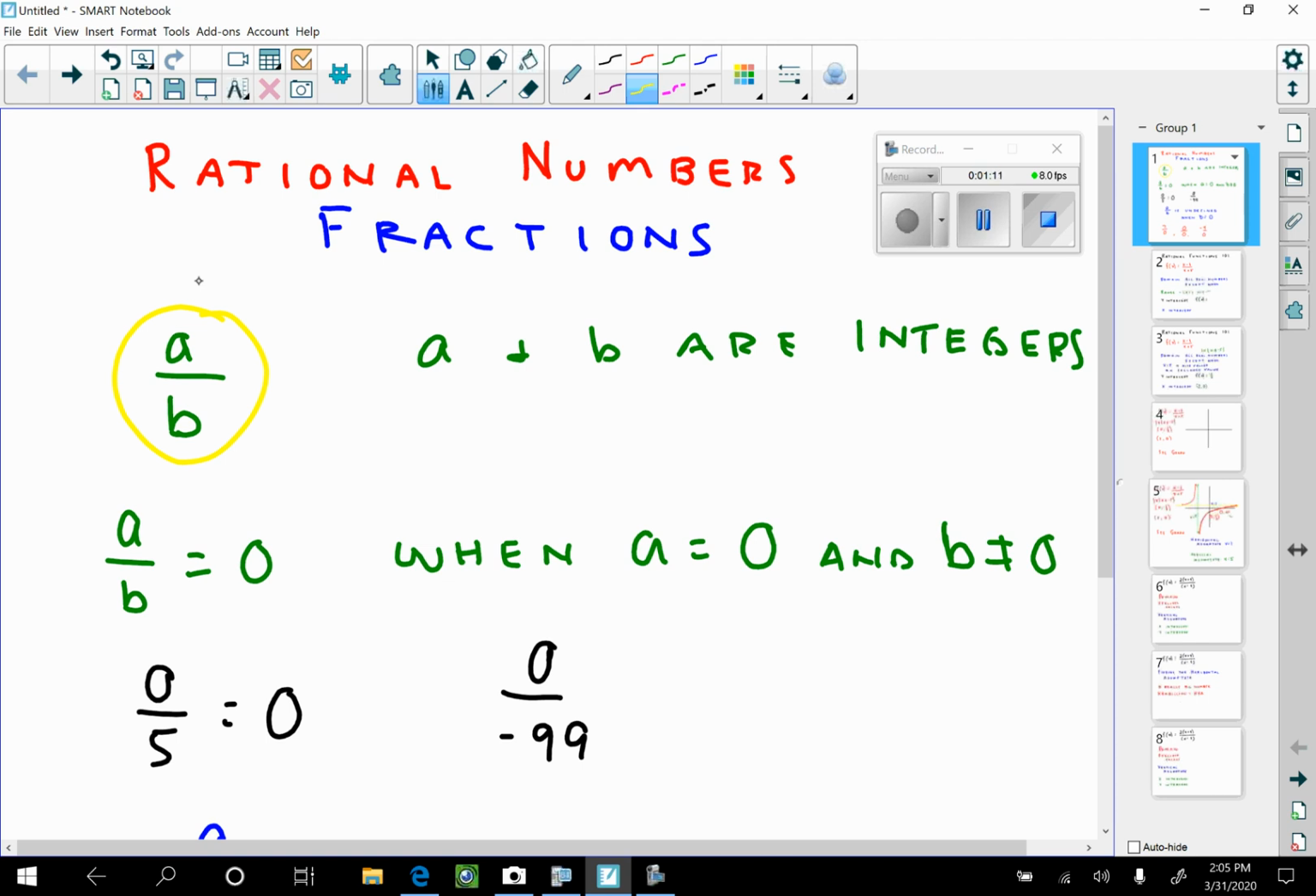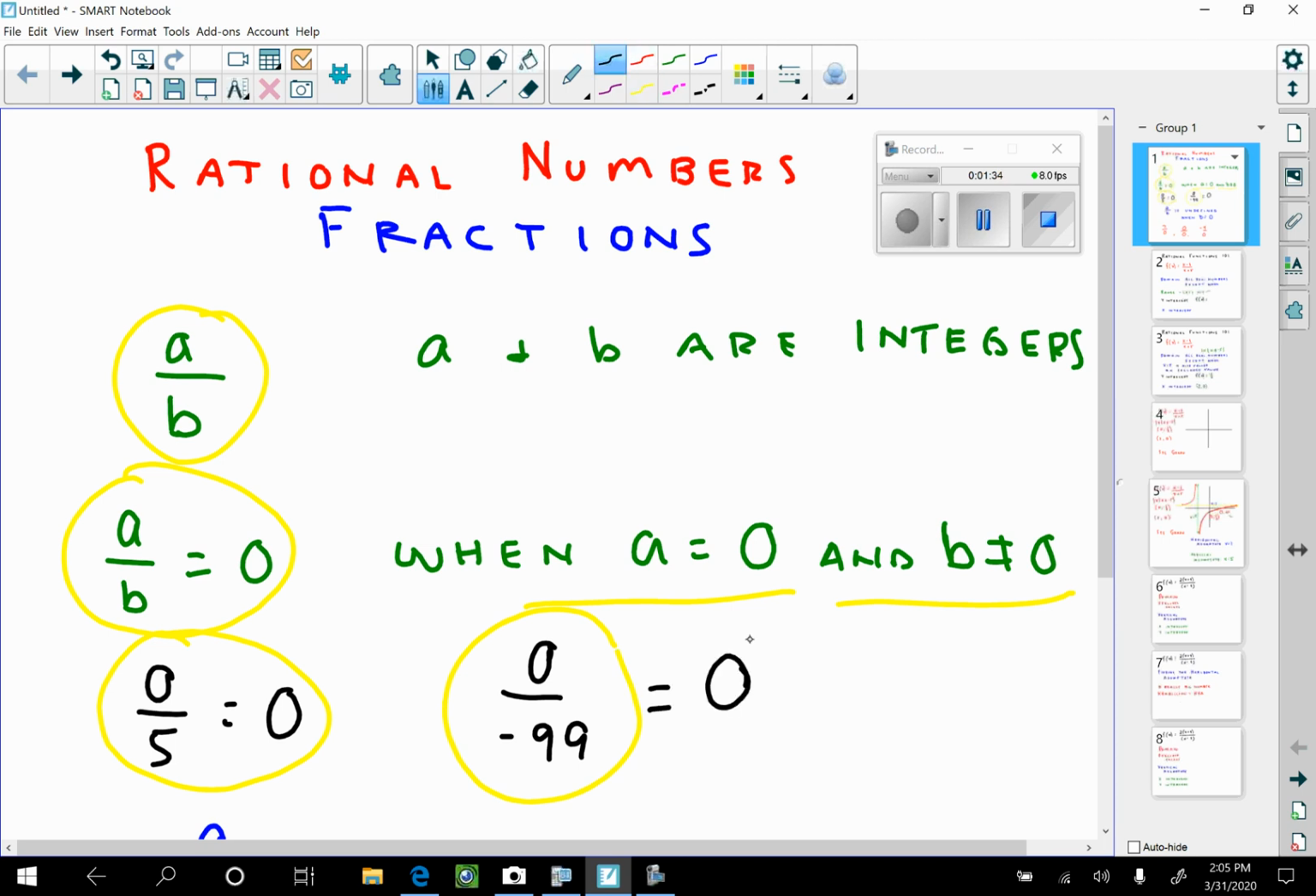A fraction is equal to zero when a is zero, when the top of that fraction is zero and the bottom does not equal zero. We'll talk about what happens when the bottom does equal zero. Here's an example. 0 divided by 5 is 0. 0 divided by negative 99, by golly, is 0. So a fraction is 0 when the top equals 0 and the bottom does not equal 0.